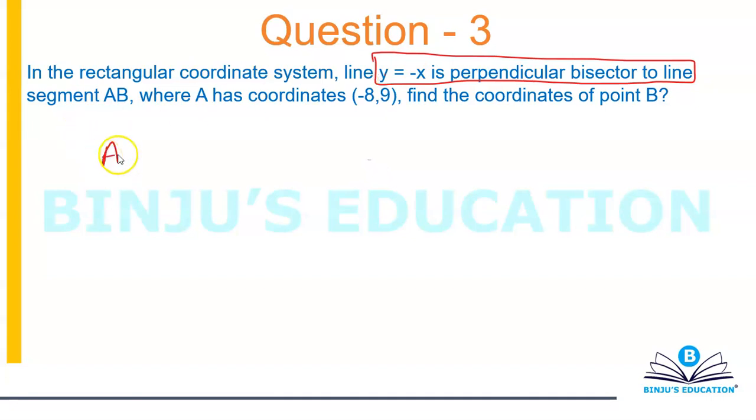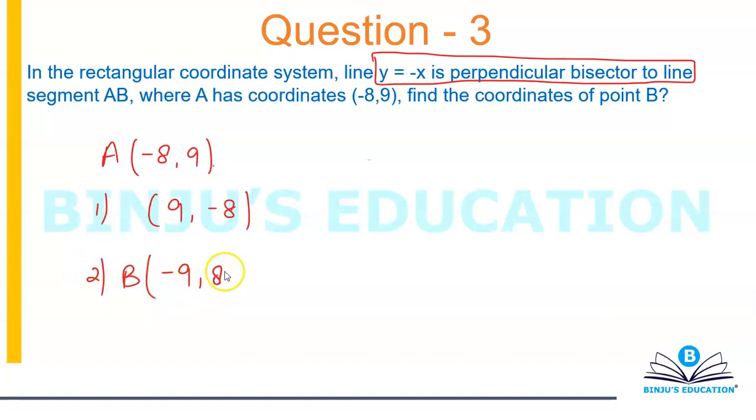So if you have A which is minus 8 comma 9, then first thing is you will interchange, so it will become 9 comma minus 8. And now if you want to calculate B, you're going to multiply both by a negative sign, so B will become minus 9 comma 8, and that's it.